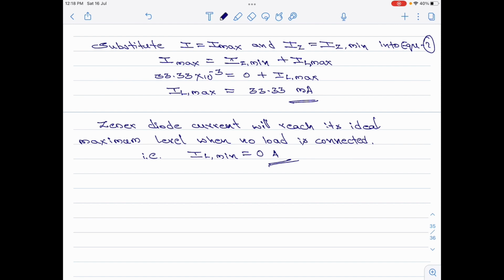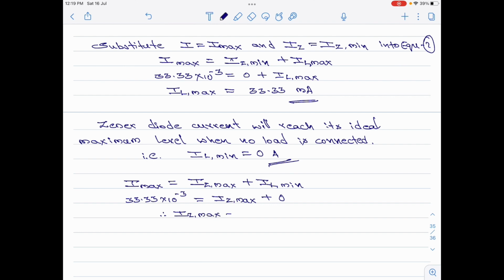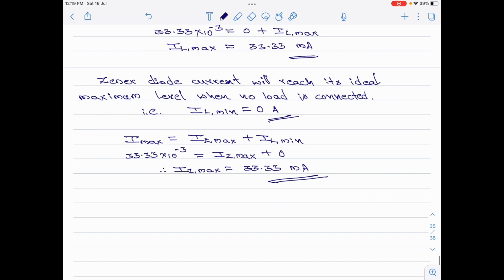So, the equation 2 would be I maximum, which is the maximum current, equal to IZ maximum plus IL minimum. The value of I maximum is 33.33 milliamps. The value of IZ maximum is what we are finding, and the value of IL minimum is 0. So, the value of IZ maximum is equal to 33.33 milliamperes. Right. With that, we have now calculated all the currents of the circuit we were asked to find. Let us now summarize and write them down here.